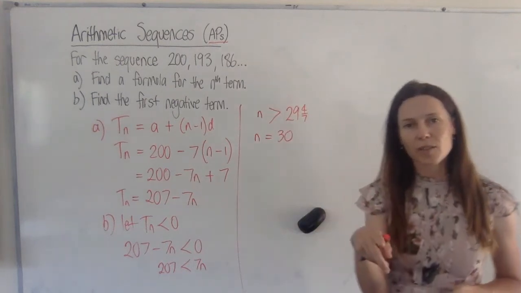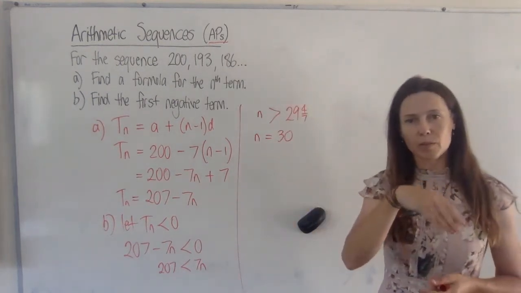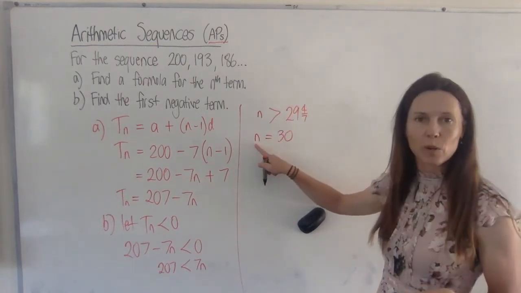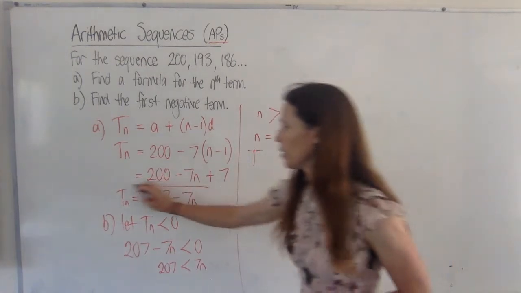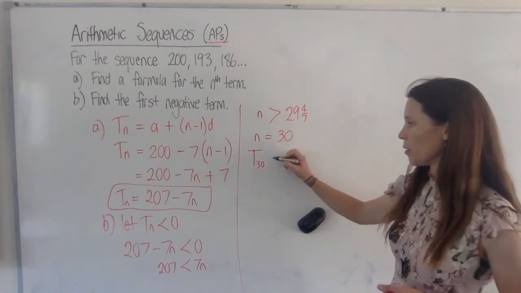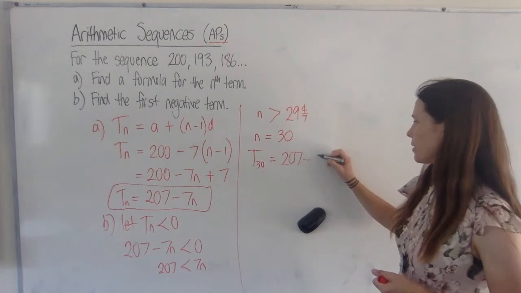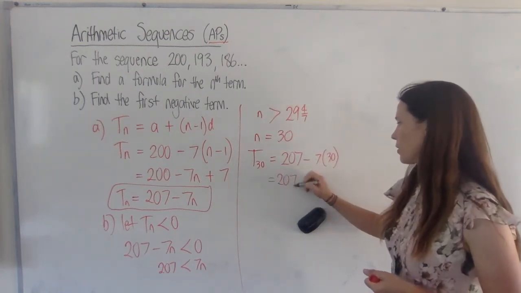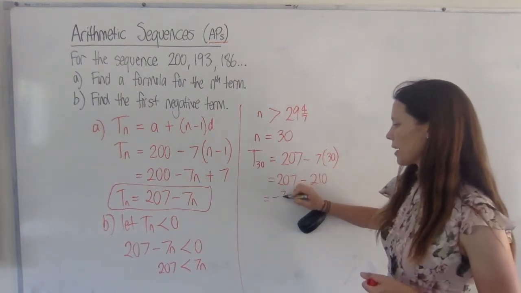Because the 29th term isn't quite going to be a negative. It's still going to be in the positive numbers, whereas the 30th one should actually be negative. So now we need to find, all right, what is the 30th term? So write out your formula for the nth term, but use 30 where you would normally put the n. So we've got 207 minus 7 lots of 30. So that's 207 minus 210, which sure enough is negative 3.